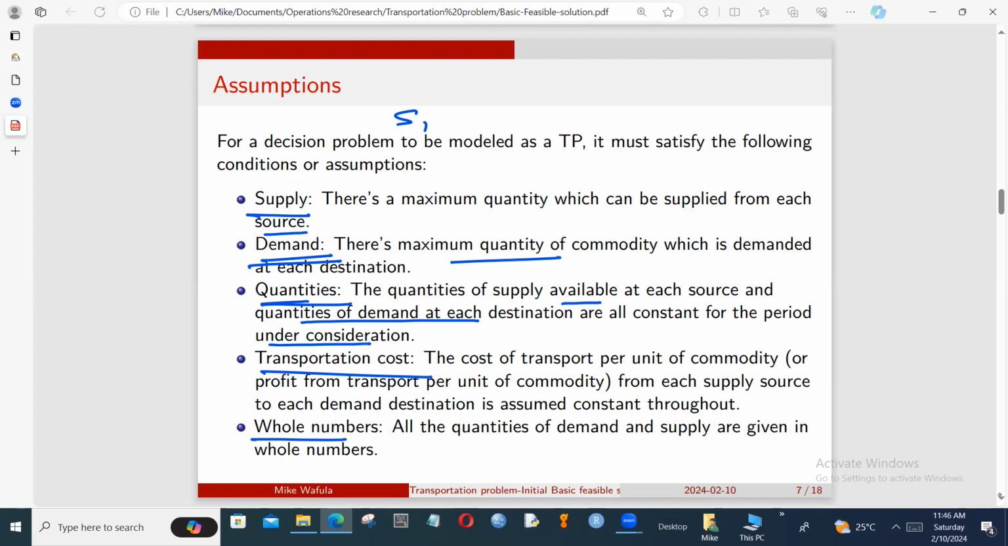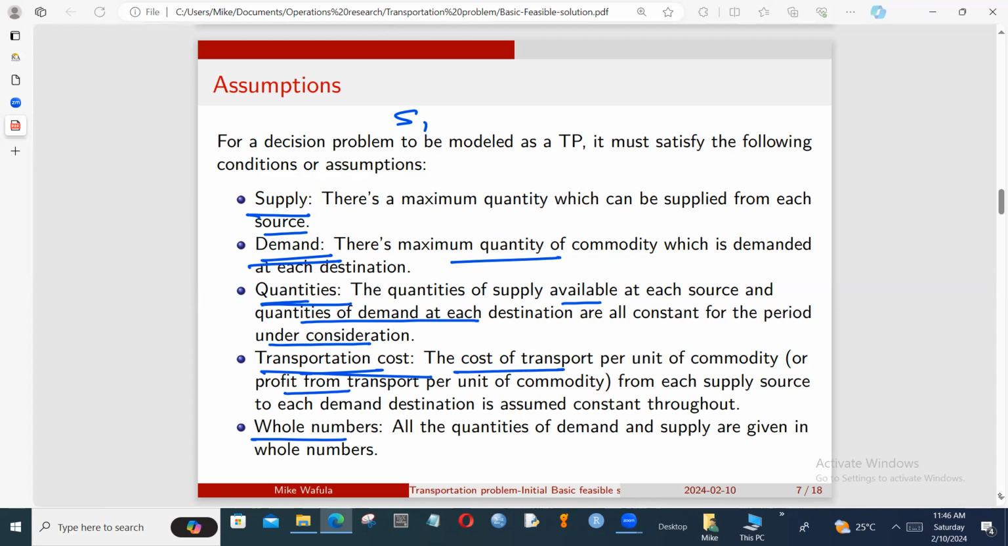And so it is with the transportation cost. We are saying the cost of transporting per unit of commodity, and sometimes it may not be cost. Sometimes that cost matrix, instead of giving you the cost, may give you profit for transporting a single unit from one source to another destination. But that's on a rare occasion.